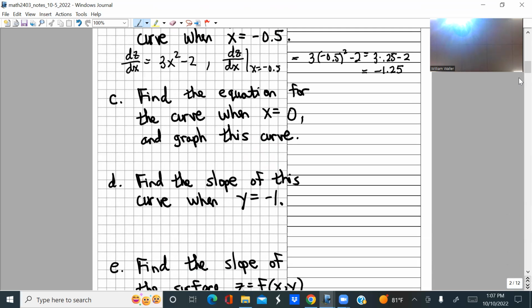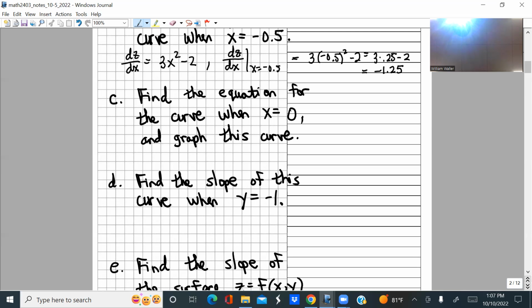Find the equation for the curve when x is equal to 0. So here we're going to set x equal to a constant, which will give us a curve with y and z. So set x equal to 0. You don't have to graph the curve, but what's the equation? And what's the slope of that curve when y is equal to minus 1?